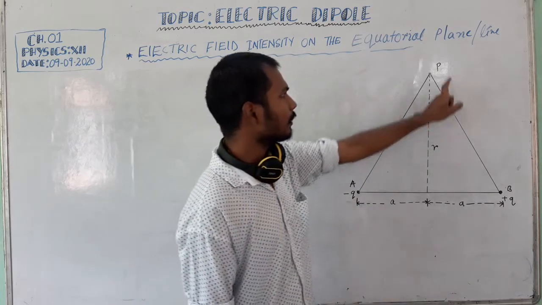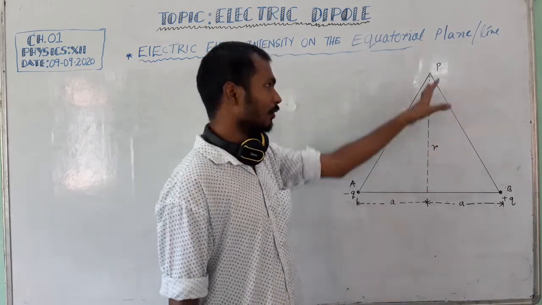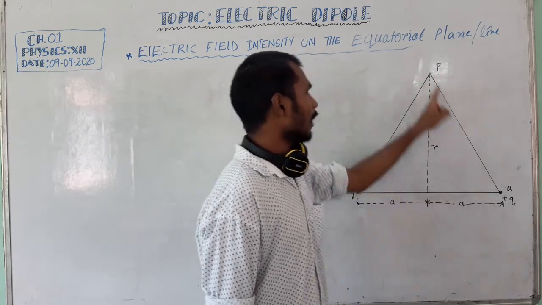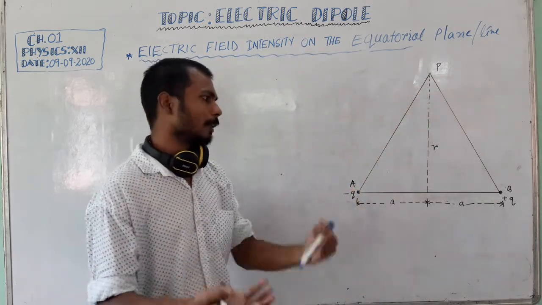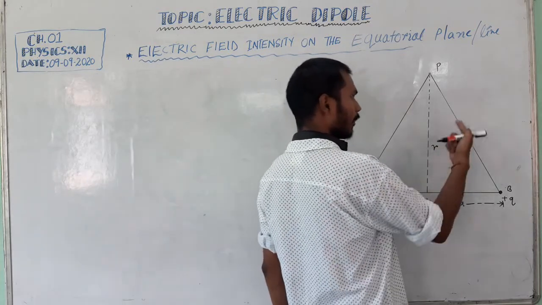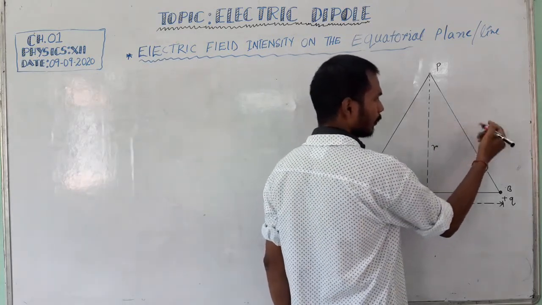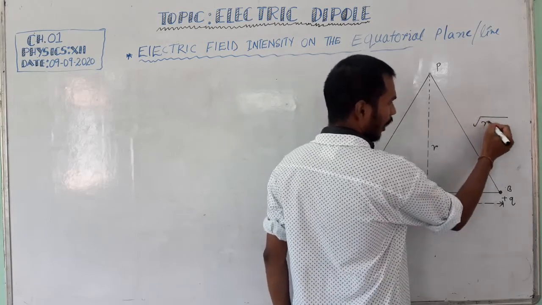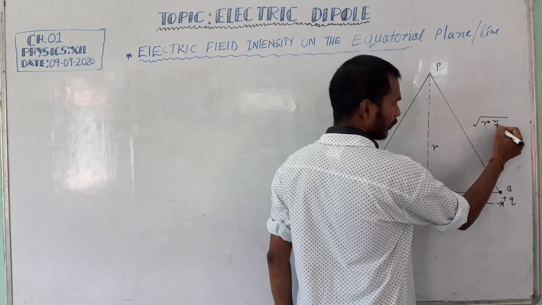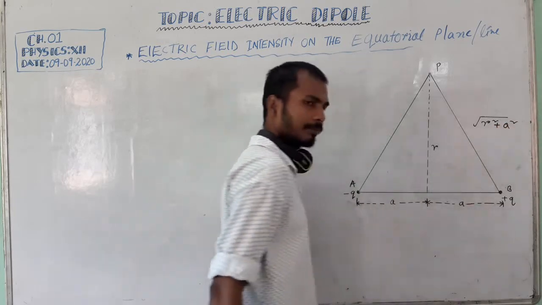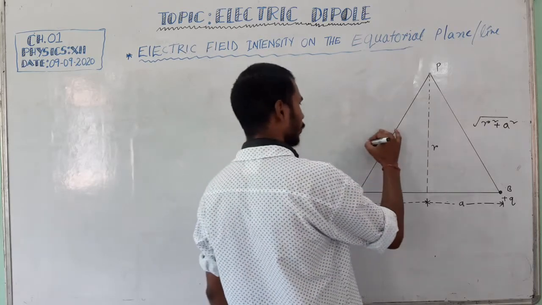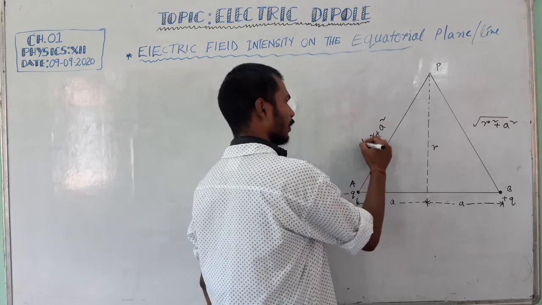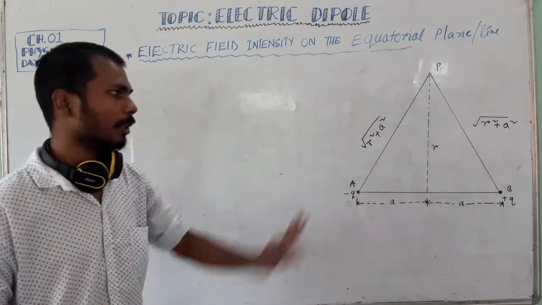Okay. Now we have considered this point at a distance R on the equatorial line. Now, what is the distance of this point from B and from A? So use the concept of the Pythagoras theorem: base, perpendicular, and hypotenuse. This is the hypotenuse, and it will be equal to root over R square plus A square. Similarly, this distance is also equal to root over R square plus A square.